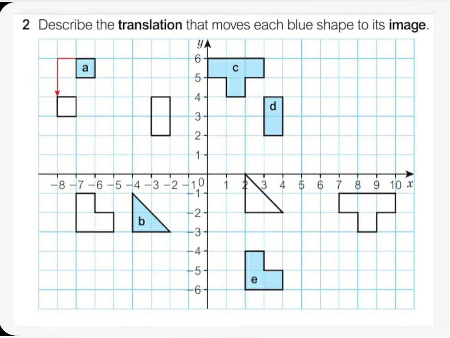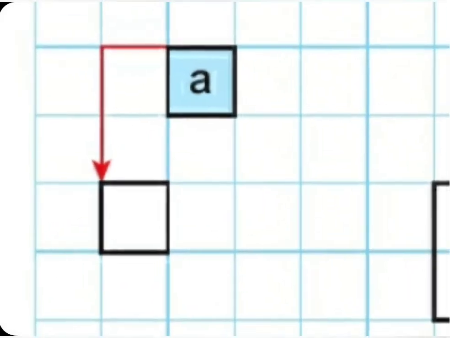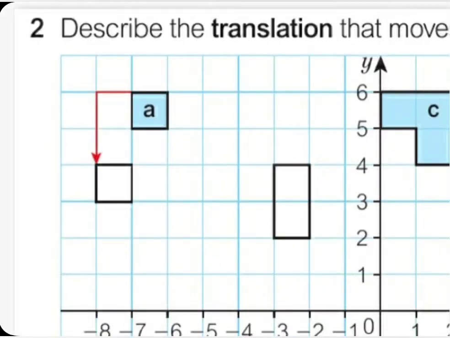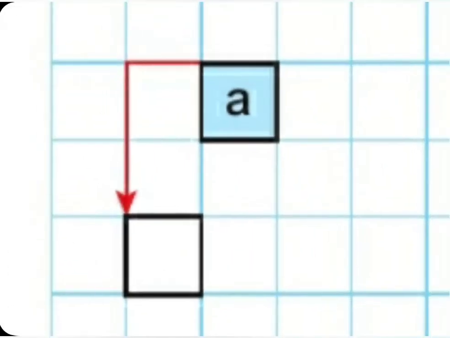Now, for example, let's take A here. For example, let's say this is 1 centimeter. Or we can say 1 on the axis itself. Now here, shape A moved 1 on the horizontal axis and then 2 on the vertical axis.